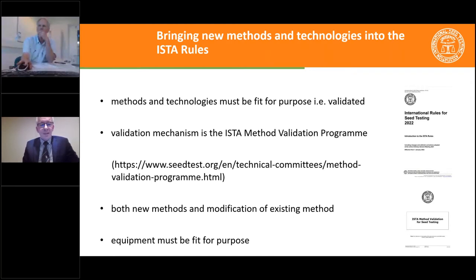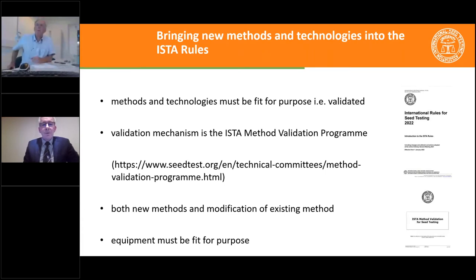So this Method Validation Program is used for bringing both new methods and modification of existing methods into the ISTA rules. So that's how we will facilitate new technologies. At the end of this webinar, I will talk a little bit about some of the nuances of that, in terms of whether in fact a method validation is required or not.